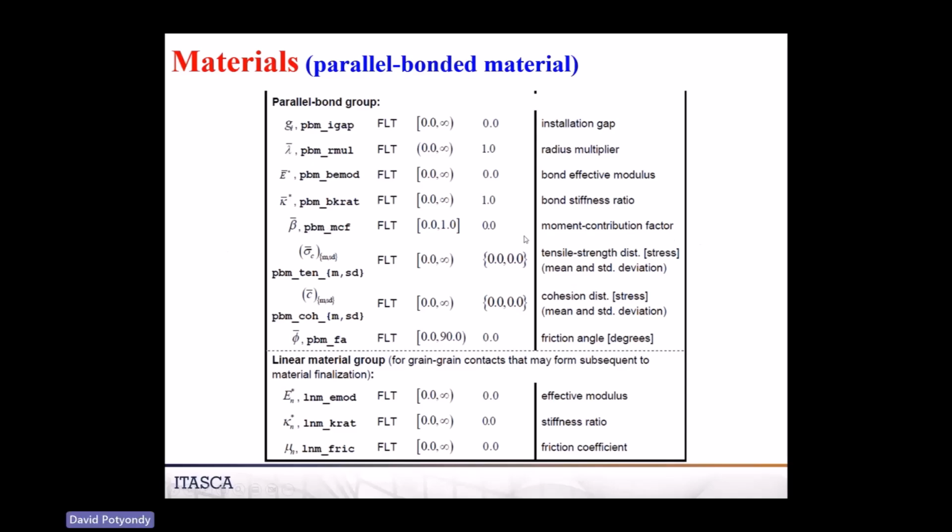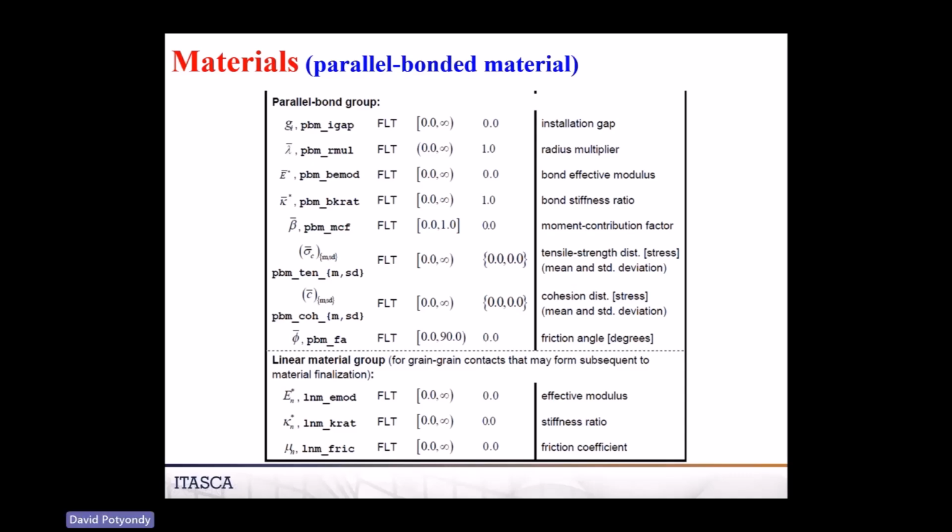There's this thing called the moment contribution factor. We're not going to worry about that for now. Just use the default. And then there's again the micro tensile strength distribution, mean and standard deviation, and there's the cohesion distribution, the cohesion and the friction angle at the micro level.